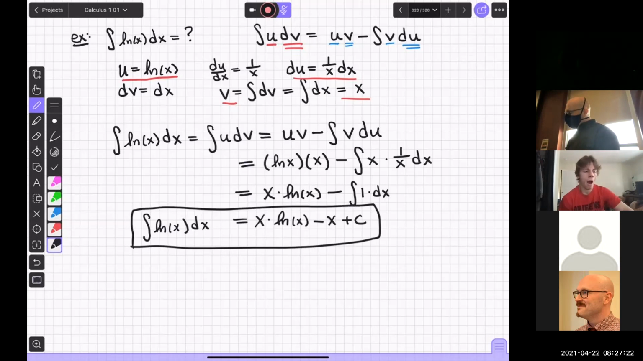Let's check that this works by taking a derivative. Okay? So if I take the derivative right here, I know what I should get. What should I get? I should get the ln of x, because we just said that all of this stuff that's in the parentheses that I just wrote is the antiderivative of the ln. So if I take the derivative, I should get back to the ln. Well, let's see if it works.